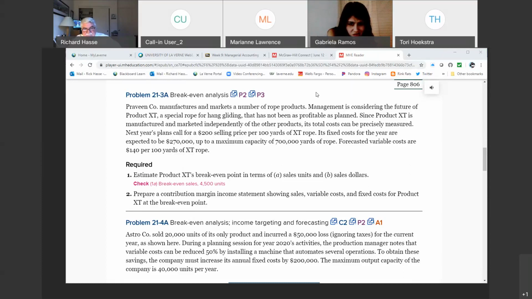You take the 270,000 and divide that by 60 because 200 minus 140 is 60. And that's how you get the 4,500 in units. Very good. Okay. So our break-even point for this particular company is 4,500 units.